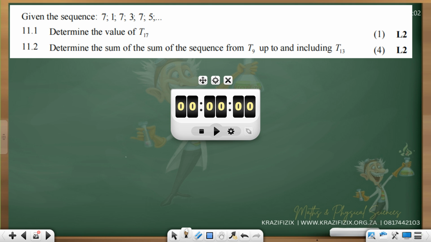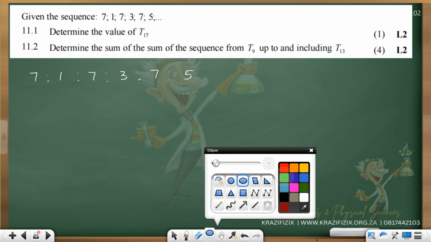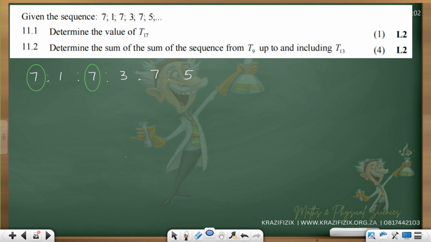Okay, you guys are giving me thumbs down, so let's read. Given the sequence 7, 1, 7, 3, 5. I noticed something. 7, 1, 7. Oh, I'm noticing something. What do you notice? 7, 7.